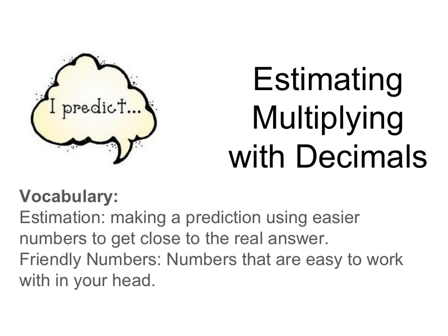So for our vocabulary, estimation is making a prediction using easier numbers to get close to the real answer. And I often call easier numbers friendly numbers. So those are numbers that are easy to work with in your head so that you don't have to write as much down.